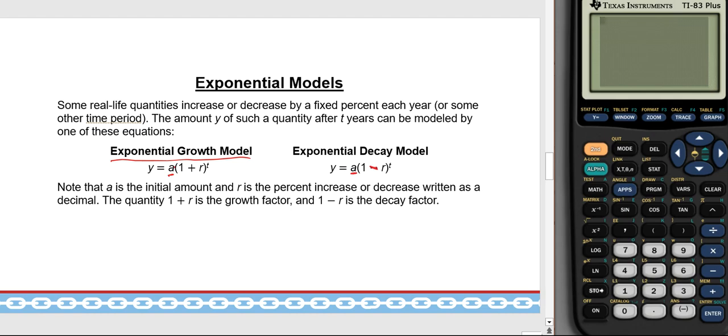And then exponential decay, the only difference is we still have that initial value, and then we subtract whatever your rate of decay is. And again, you need to change any percentages to a decimal. We take that value then to the T power before it gets multiplied by that original, right? So order of operations takes care. We do this addition or subtraction to find our growth or decay factor, and then we take that to the exponent before we multiply it by the original value.